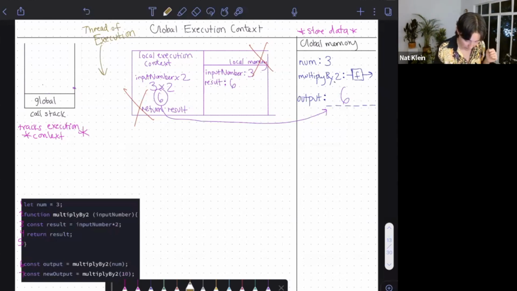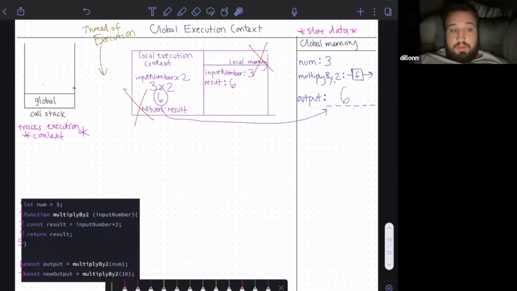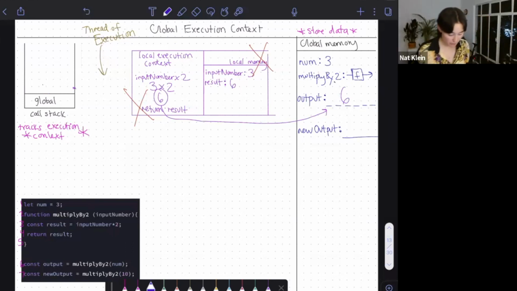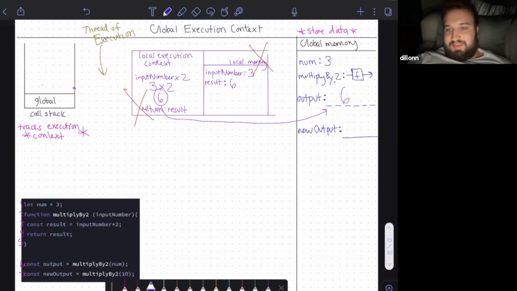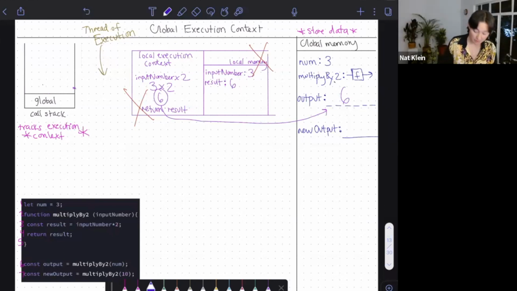So now we just evaluated line 6. That was where we stored output in global memory. So what's going on in line 7 here? So we are going to declare a variable new output and assign it the value of the expected, I guess product, of multiply by 2 with an argument of 10, which is going to be undefined for now. Yeah, it's the evaluated result of invoking by 2, passing in number 10. Awesome. So what's going to happen here?